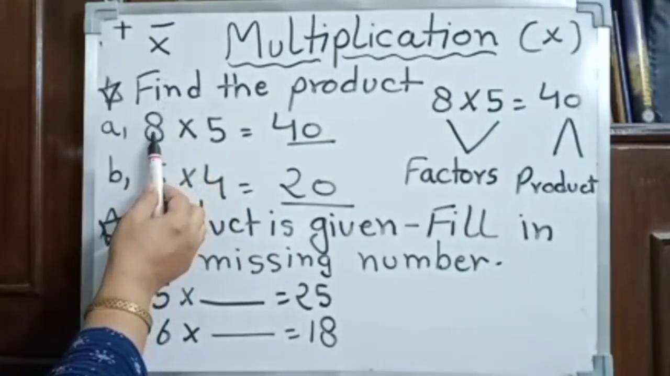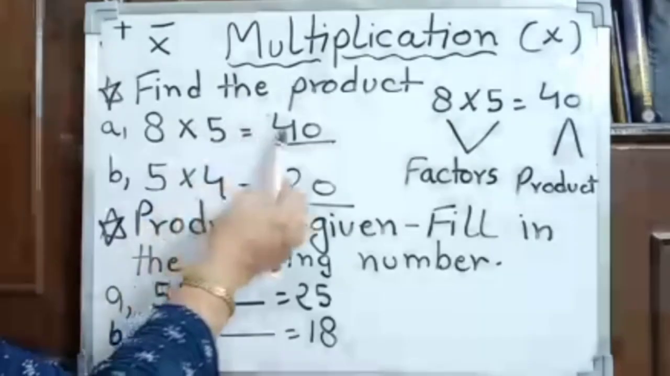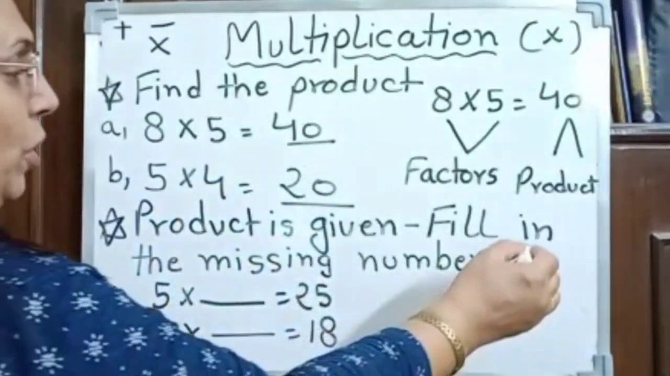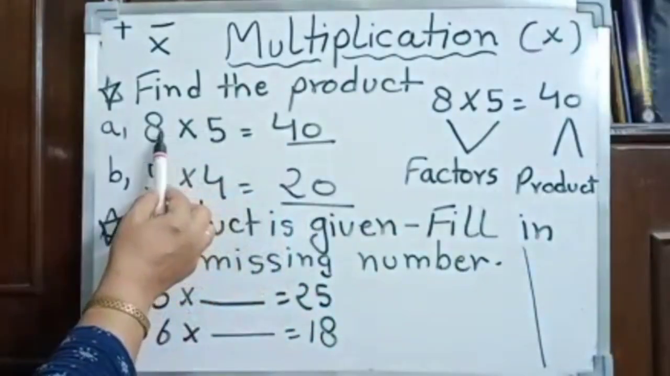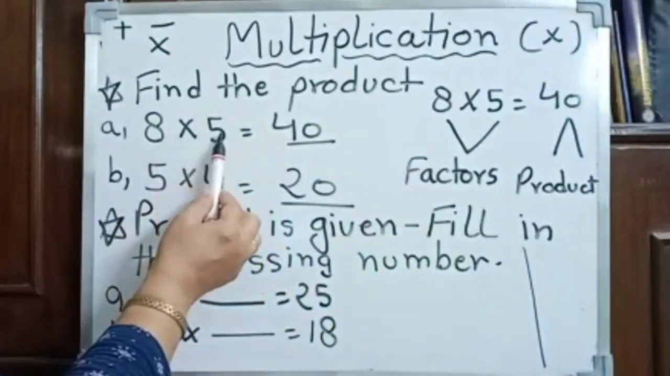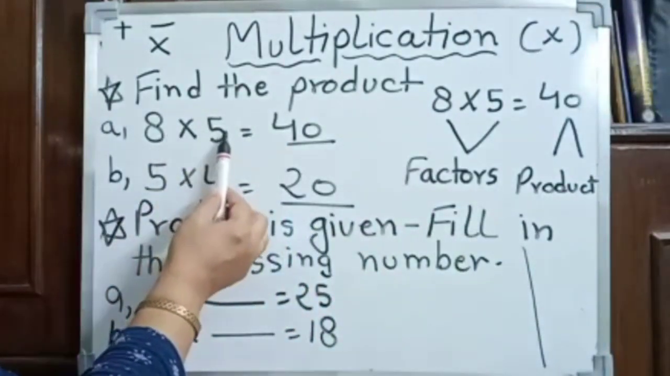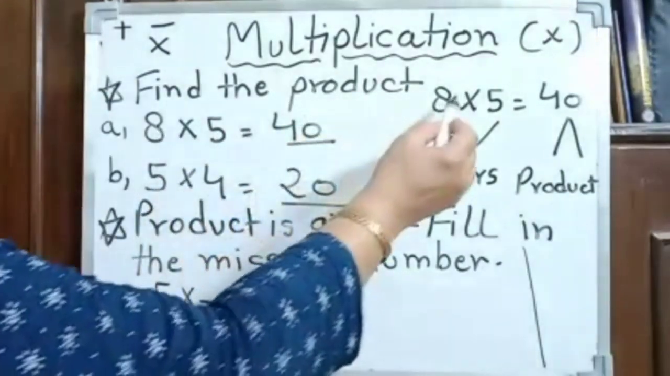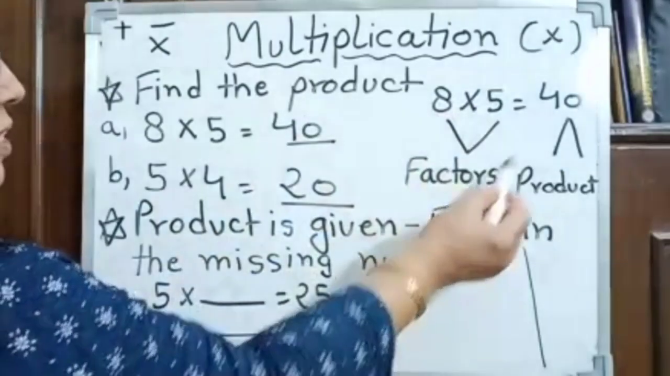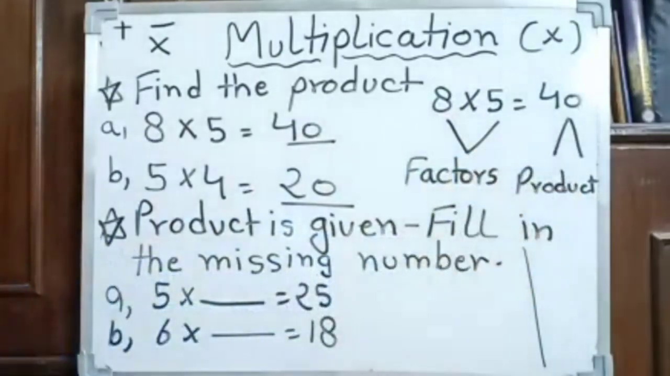So you use the table of 8, 8 5s are... It's very important to learn the tables. Learn the tables by heart. 8 5s are 8 into 5, 8 multiplied by 5. So what is 8 5s? 40. These two are factors and the answer is the product.